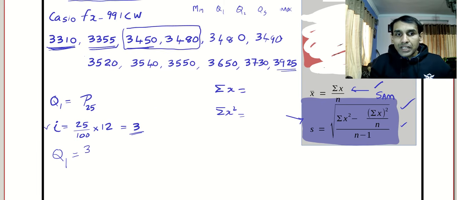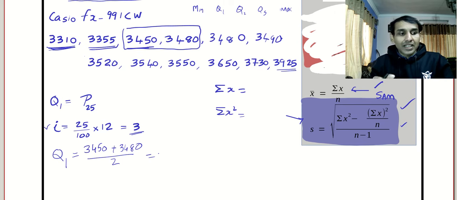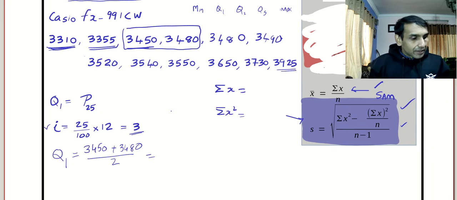So quartile 1 will be 3450 plus 3480 divided by 2. Put a comment. What is this value? I want to make sure that some of you are watching and some of you are actually using calculators and working out along with me. So what's the answer? If you're watching it late, you can put it in the comments below. If you're watching it now, you can put it in the live comment. So the answer comes out something like 3465.